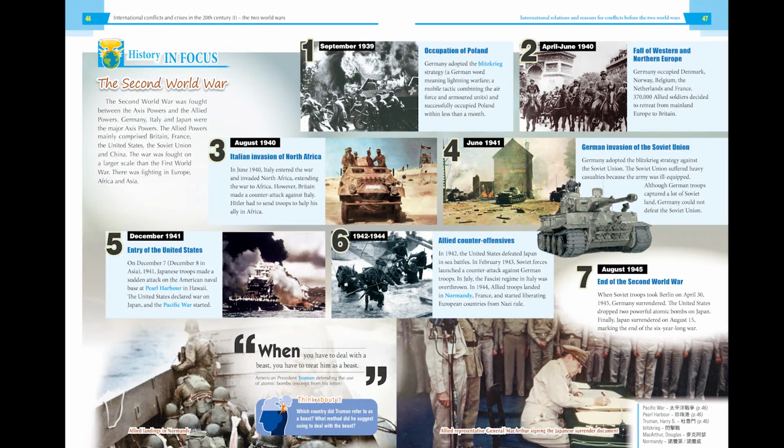When you have to deal with a beast, you have to treat him as a beast. American President Truman defending the use of atomic bombs. Think about it. Which country did Truman refer to as a beast? What method did he suggest using to deal with the beast?